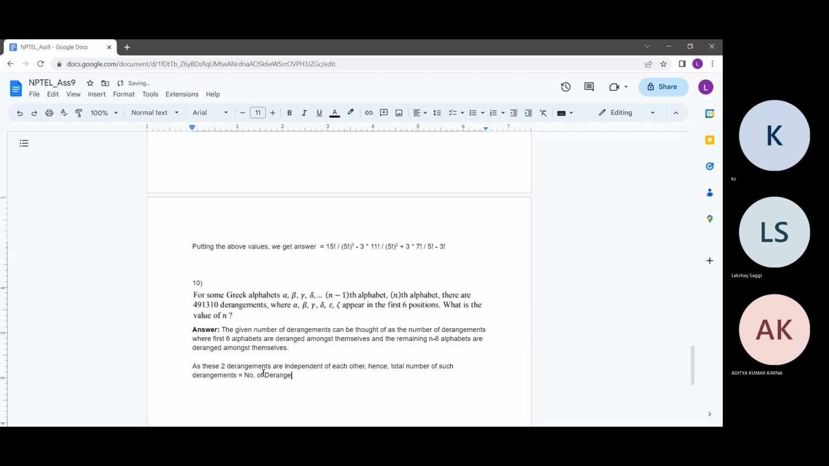Number of derangements between six alphabets times number of derangements between n minus 6 alphabets.